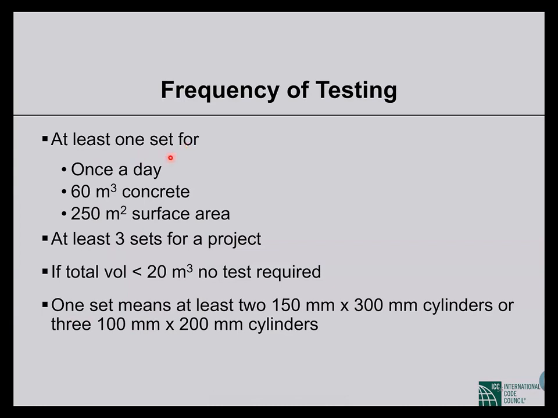By one set, what do you understand by one set? You can make sets in two different ways. You can take cylinders of the size of 150 millimeter by 300 millimeter, that is 6 inches by 12 inches, 6 inches diameter and 12 inches height. In that case, two cylinders will make one set. But if you prepare cylinders of 100 millimeter by 200 millimeter, 4 inch diameter by 8 inch height, then you need three cylinders to make one set. So that is the standard. Presently, in most cases, we prepare the 100 millimeter by 200 millimeter size lately.